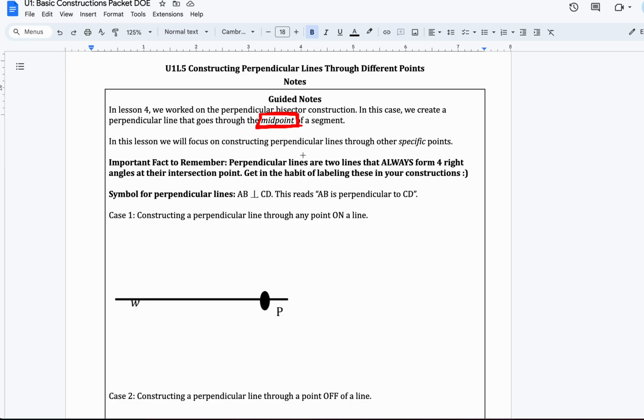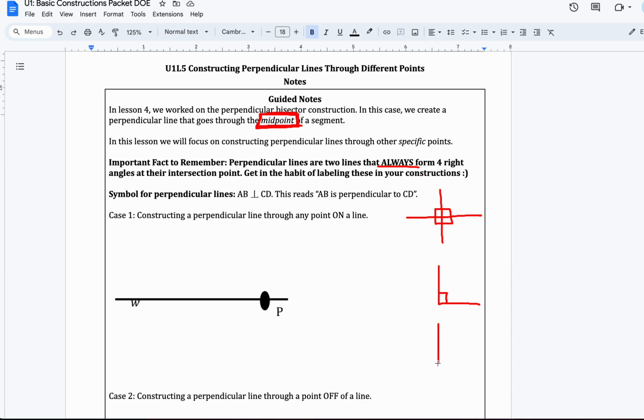An important fact to remember is that perpendicular lines are two lines that always form four right angles at their intersection point. So get in the habit of labeling these in your construction. For example, if I know for a fact that these two lines here are perpendicular, I can go ahead and label these four right angles. However, if you have a case like this where these two lines are perpendicular, you don't have to label all four, just labeling this one is sufficient.